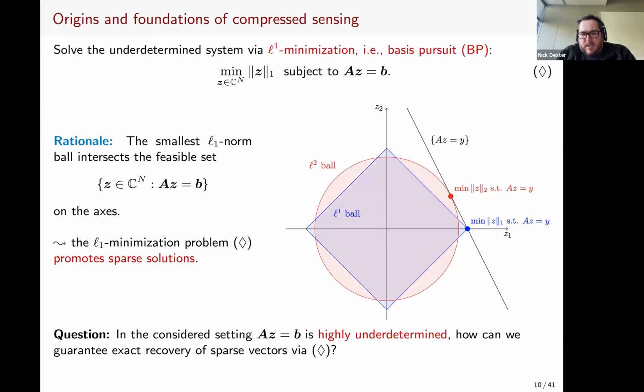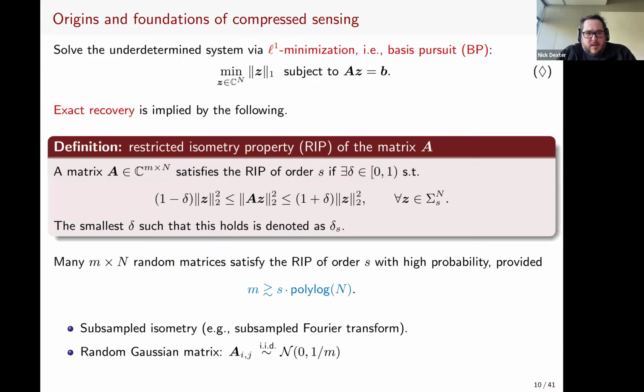And the blue dot where it intersects lies on the axes. That means that the solution that I find from this minimization problem will be a 1 sparse vector, whereas the solution from the 2 norm minimization problem is going to be a 2 sparse vector. So in the considered setting, this system is highly underdetermined. So how can we guarantee exact recovery of these vectors via basis pursuit?